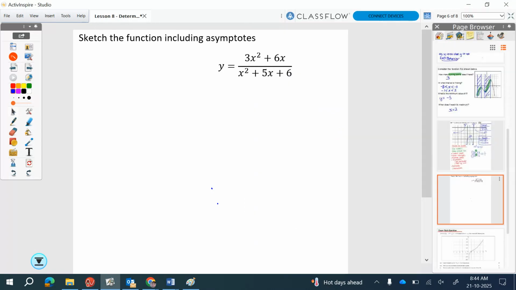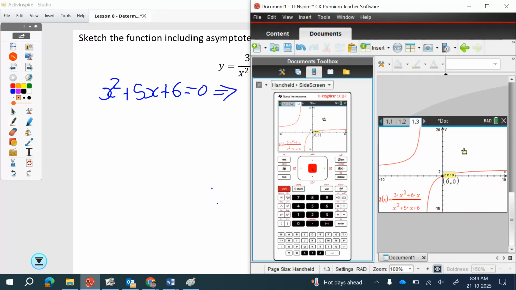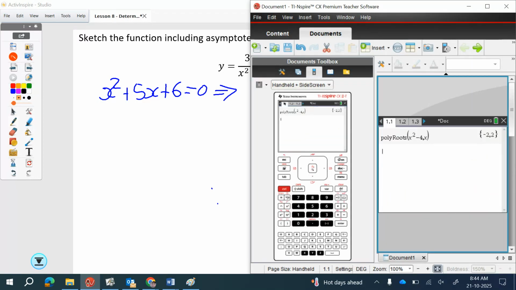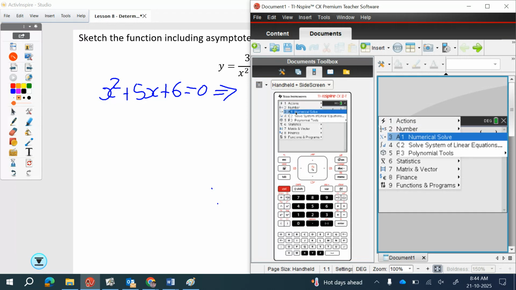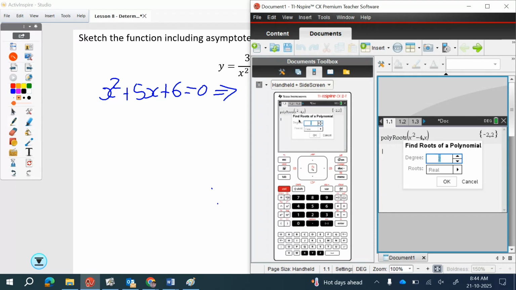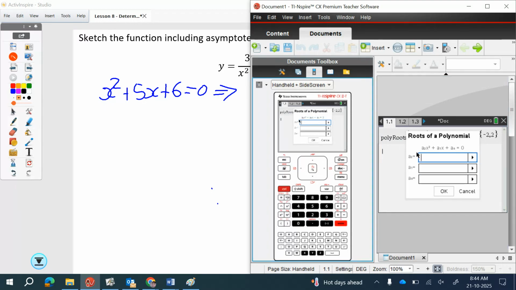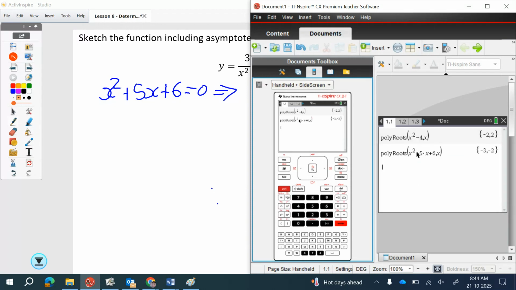What I've recommended we do is take the denominator, which is x squared plus 5x plus 6, set it equal to 0, and solve. When we solve this on the calculator, we can use the polynomial root solver. We say algebra, polynomials, find the roots. It's a second degree function. We've got 1, tab, 5, tab, 6, enter. And then it's going to give us minus 2 and minus 3.